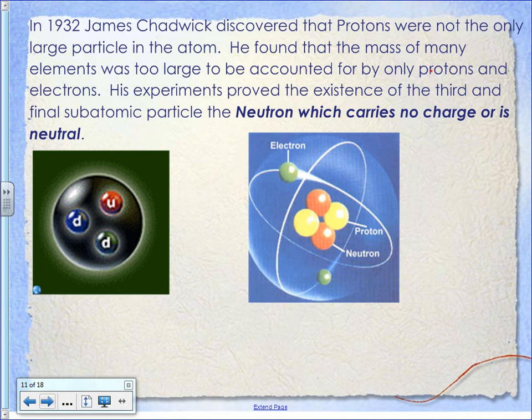It carries no charge, but is identical in mass to the proton. So they look alike. If you could see them, you wouldn't be able to tell them apart. But one has a charge and the other doesn't.